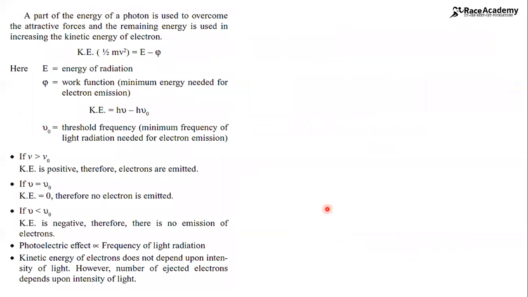Next, in this photoelectric effect, a part of the energy of the photon is used to overcome the attractive forces, and the remaining energy is used to increase the kinetic energy of the electron. So that kinetic energy is h nu minus phi, as I explained. If nu is greater than nu naught, where nu is the frequency of light and nu naught is the threshold frequency, then kinetic energy is positive, therefore the electron is emitted.